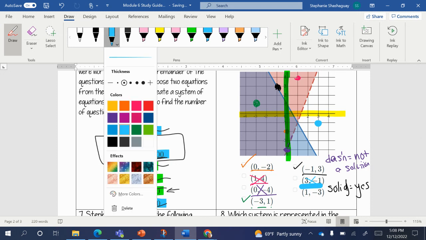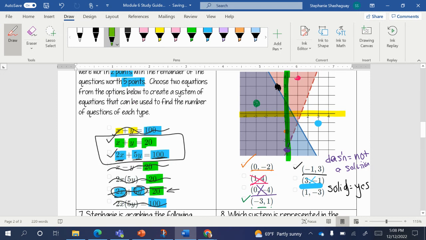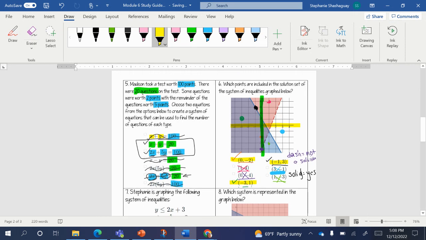And then I'm almost out of colors. So 1, -3 is right here. That is also not a solution. So 3 correct answers. If you select 4, you'll get the whole question wrong. If you only select 2, you'll get the whole question wrong. All right.